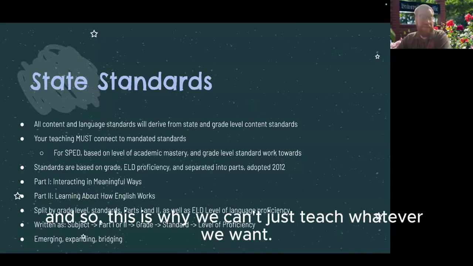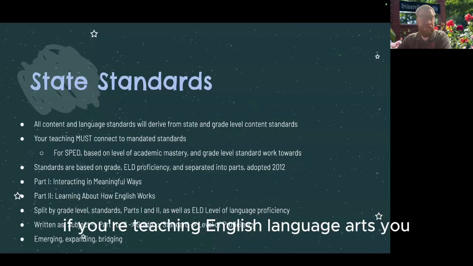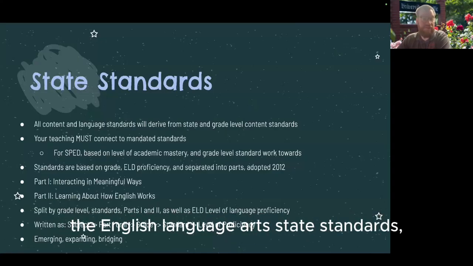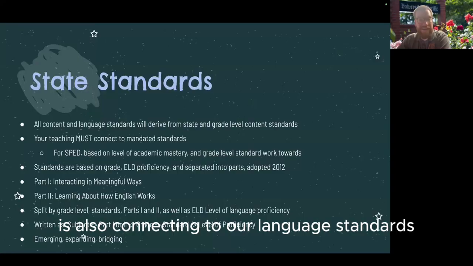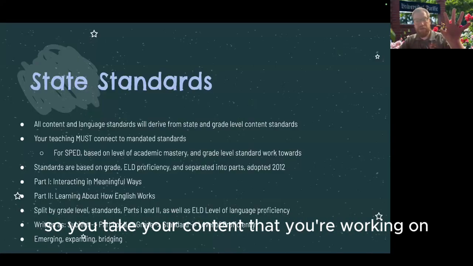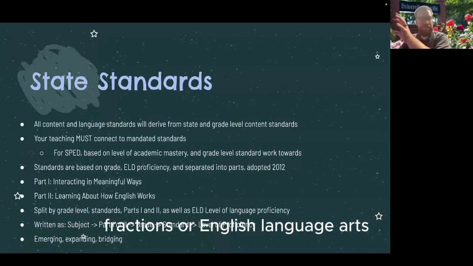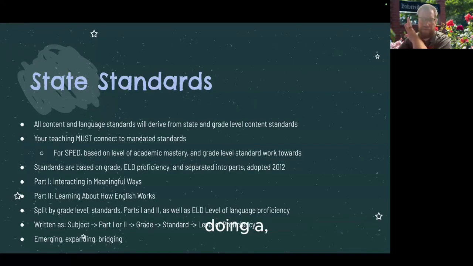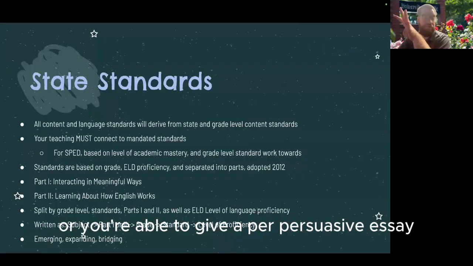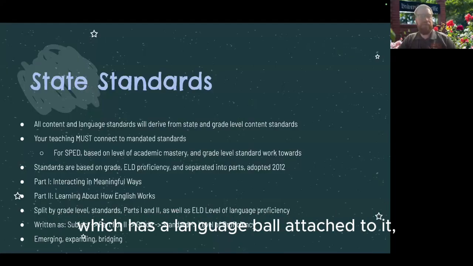And so this is why we can't just teach whatever we want. If you're teaching math, you have math state standards. If you're teaching English language arts, you're following the English language arts state standards. And part of that is also connecting to our language standards through English language development. So you take your content that you're working on, whatever standard you're at, whether you're doing math, with addition, subtraction, fractions, or English language arts, and you're reviewing poetry, or you're able to write a persuasive essay, and you also have that connected to an English language development standard, which has a language goal attached to it.